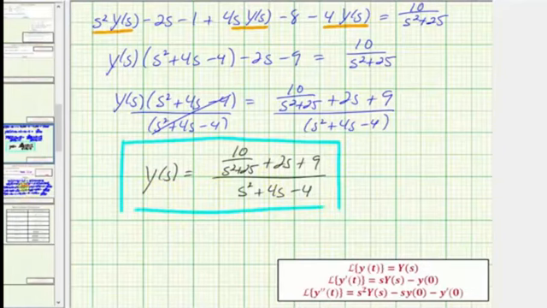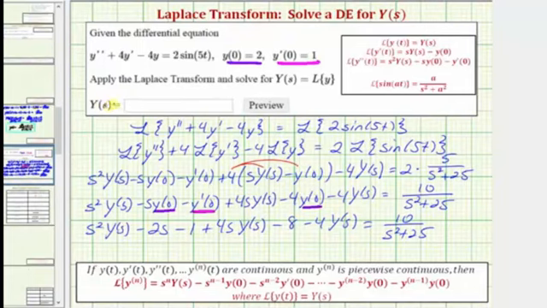So going back to the first slide, again we're only asked to find big Y of s, which we just found. Once again, 10 divided by the quantity s squared plus 25 plus 2s plus 9, all divided by the quantity s squared plus 4s minus 4.